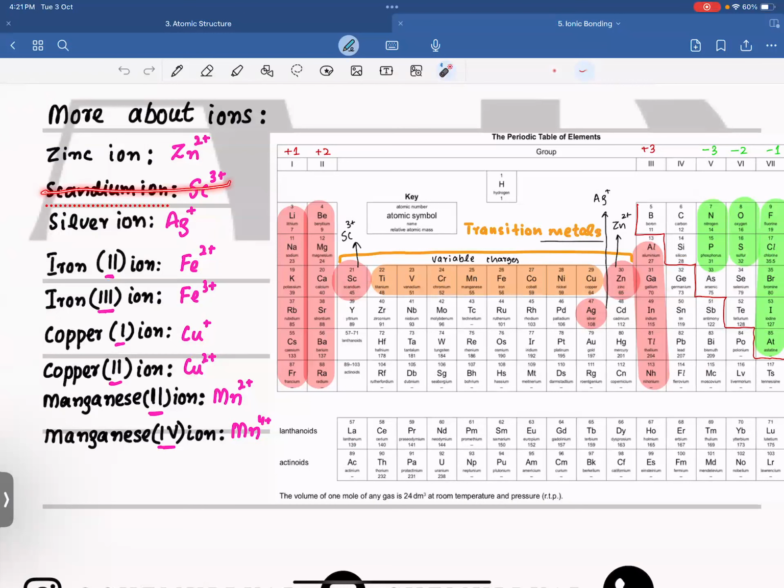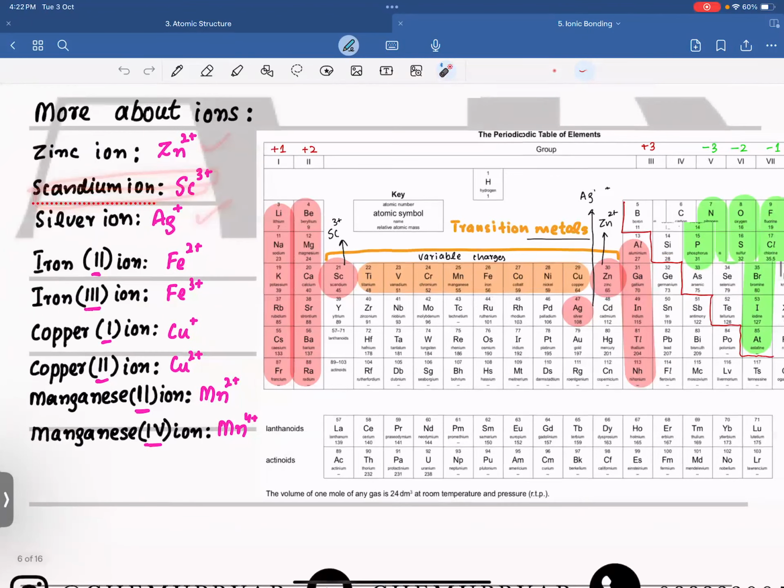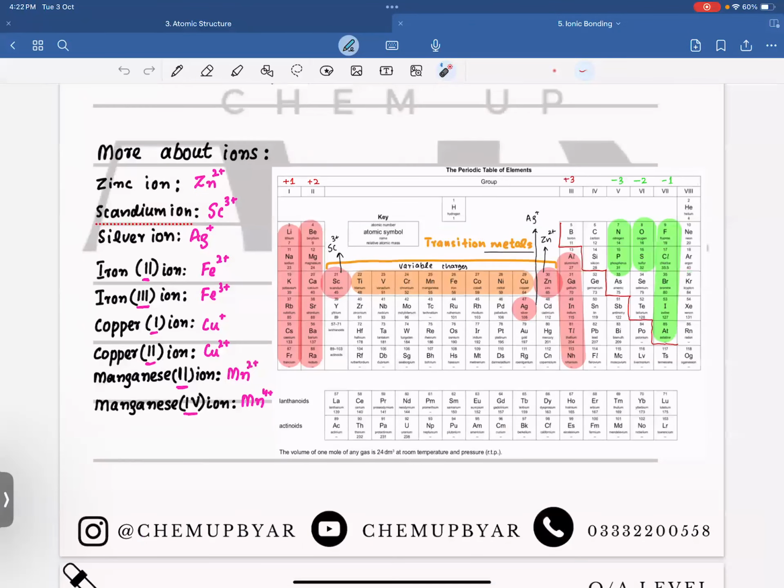And if we talk about scandium, it is not that important, but these two are very important. So you have to memorize that whenever silver is in a compound, it has a +1 ion, and whenever there is zinc in the compound, it is in the form of a 2+ ion. Is this clear? Okay. Yes, sir. So now, after learning more about ions, just note this down.